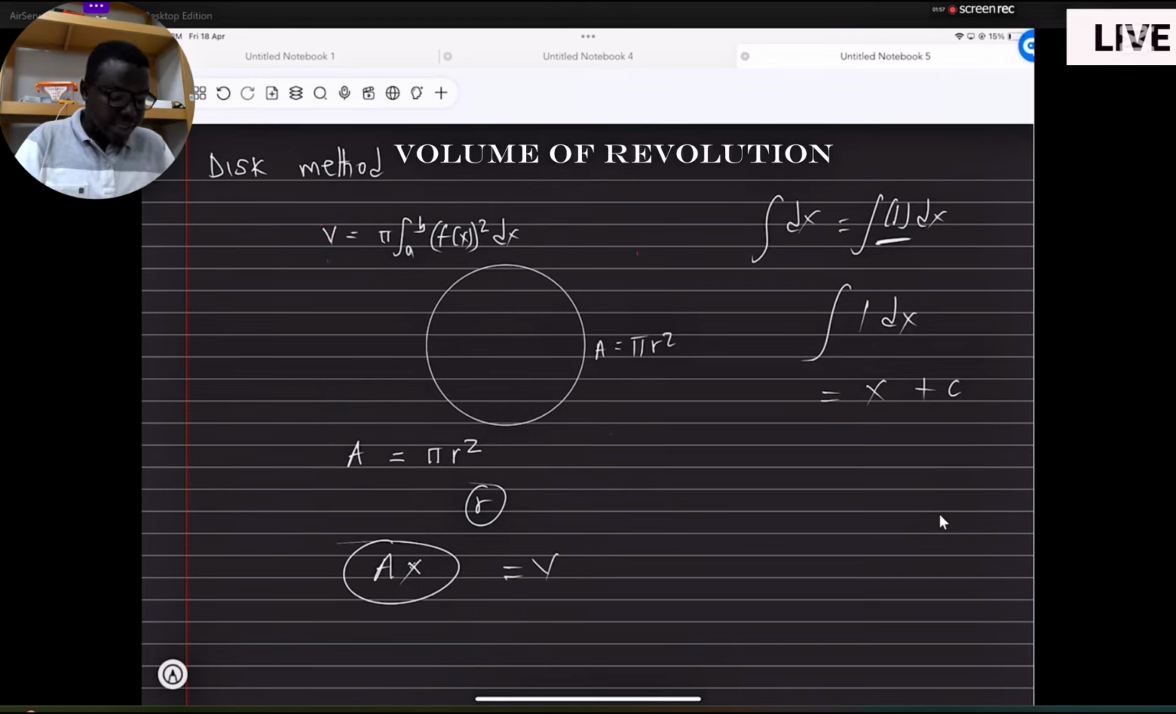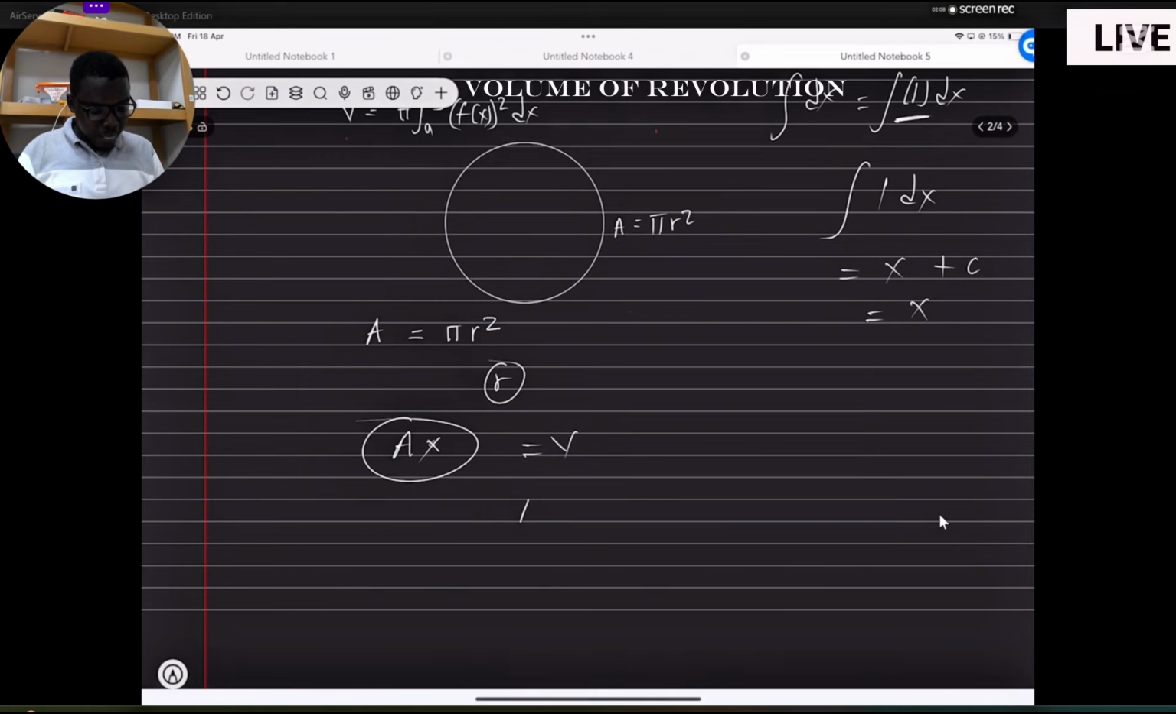And if the constant is 0, then I can see that the integral of dx is what? X. So leveraging on this same approach, when I have the area and I integrate it, I introduce an extra x to multiply the area. In that case, I get what? A volume. Is that okay?